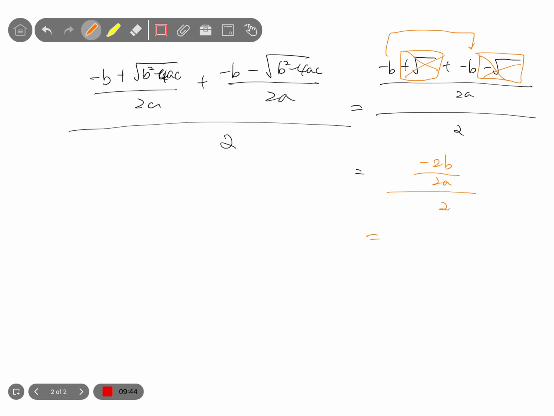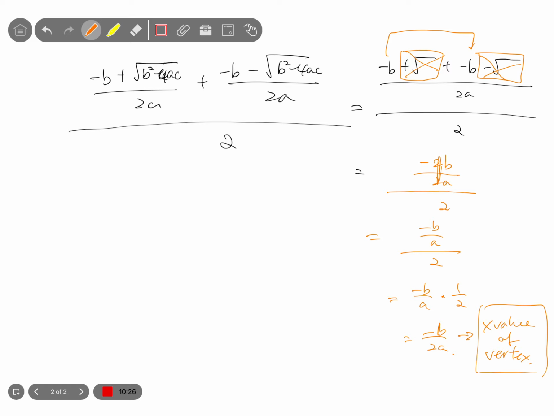Now from here, if you look at the numerator, the negative 2b over 2a, the 2 will cancel. So again, negative b over a over 2. And this right here is same as negative b over a times 1 over 2. So you get negative b over 2a. This is a very important formula. This formula will give you the x value of the vertex. If you want to graph a quadratic equation, you need to have the vertex, and this will help you get you started.